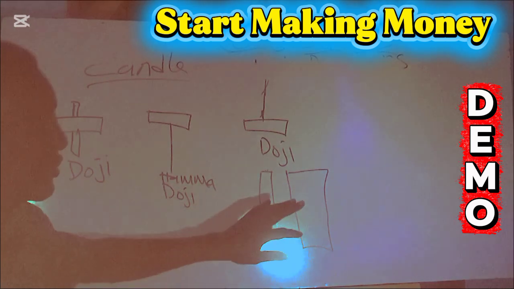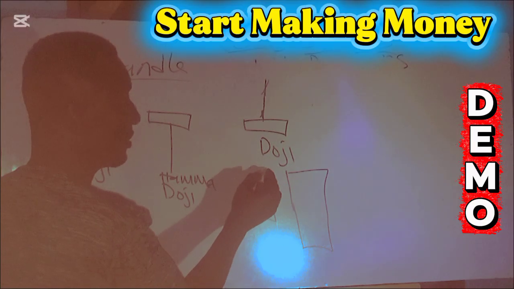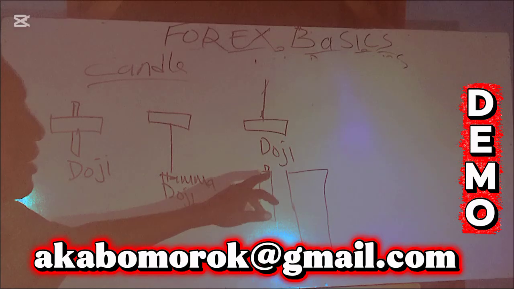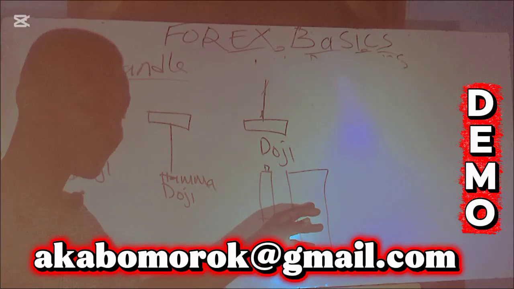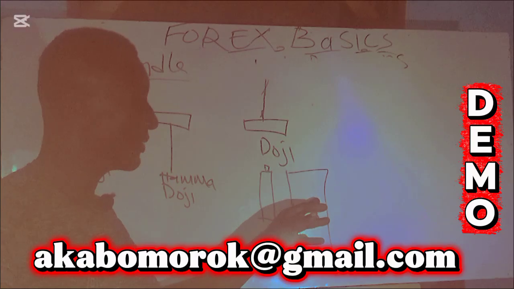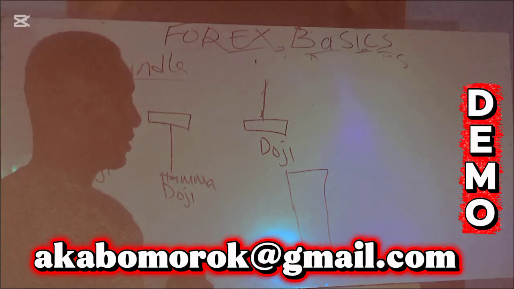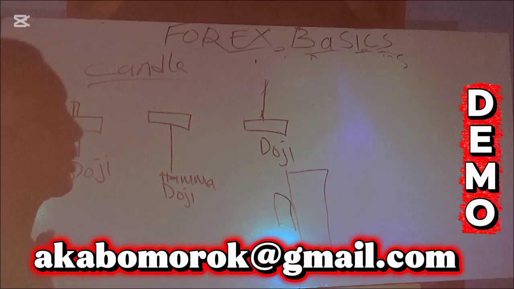So this other one, once you see a small candle like this, maybe with a small sign, it tells you that there's going to be a breakout. And once that breakout comes, that is when you have a bigger candle. And this bigger candle sometimes engulfs a smaller candle. Once it engulfs like this, it breaks.